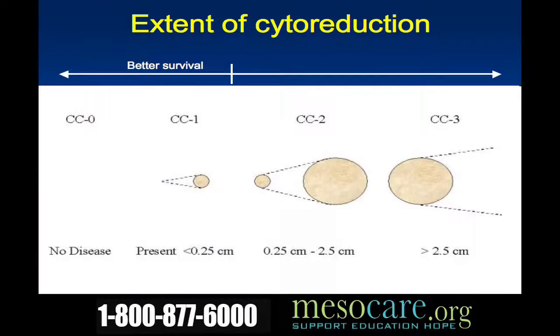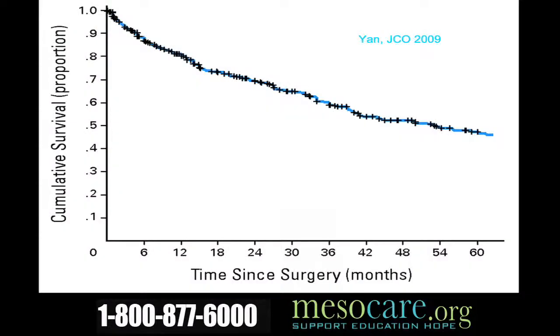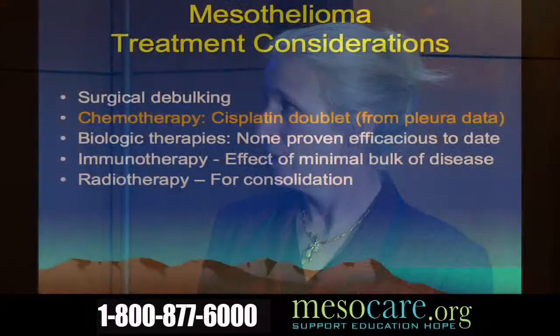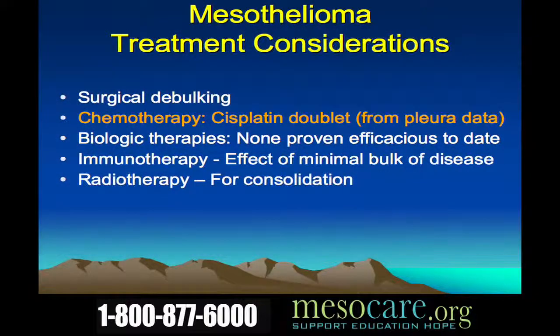So the extent of cytoreduction, basically the limit is here. This is a good cytoreduction with the smallest tumor left behind around 2.5 millimeters. And then this is a bad cytoreduction, or difficult to resect, if it's more than 2.5 millimeters. And then this is the survival curve of this registry of 405 patients, and you can see that with time, people tend to relapse.